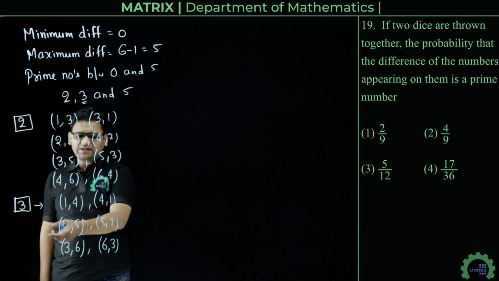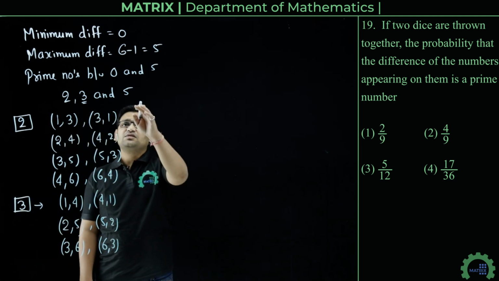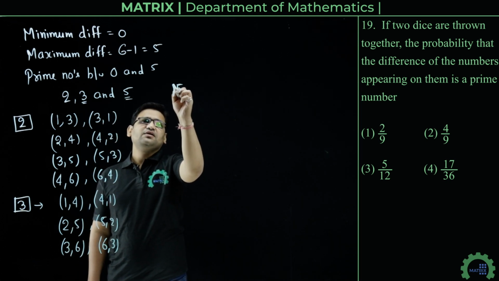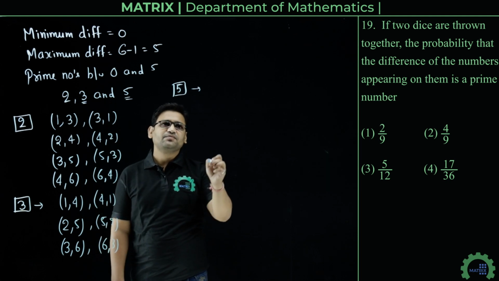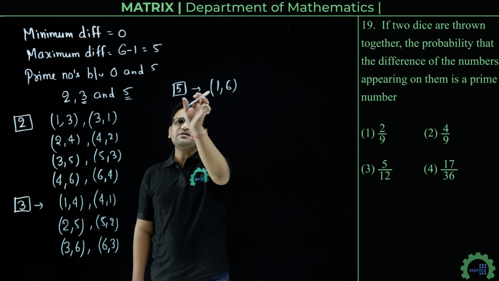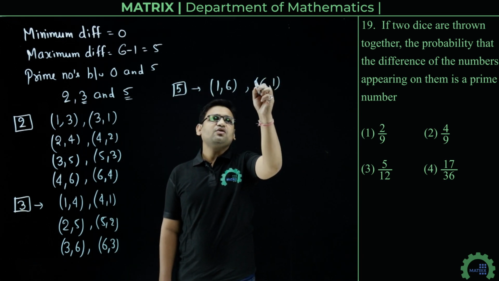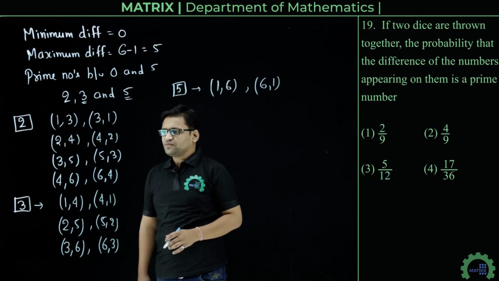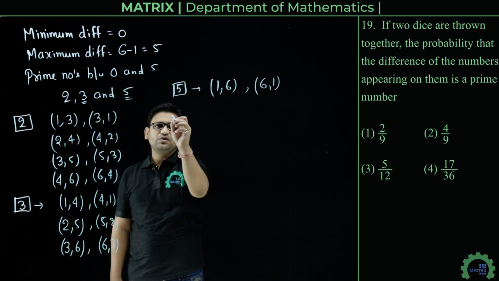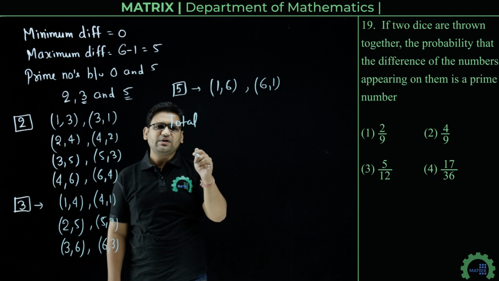So for the prime number 3 there are total 6 cases, and at last for prime number 5, the possible cases are 1 comma 6, that the difference between the numbers is 5, 1 comma 6 and 6 comma 1, that is only 2 cases for prime number 5. So total number of cases are 8 plus 6 plus 2, that is 16.